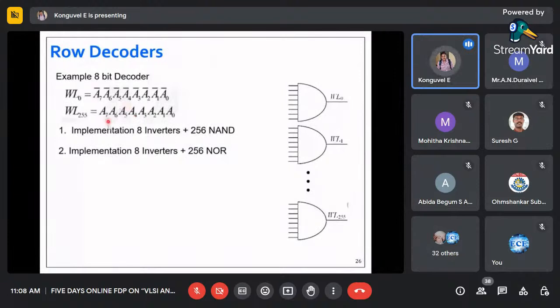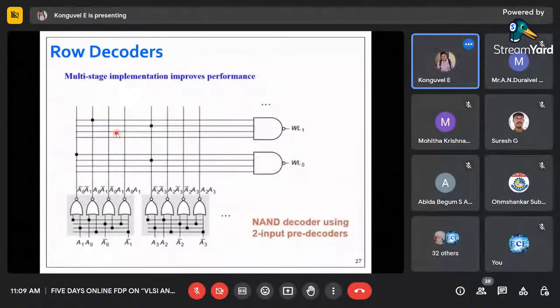Say A7 to A0 we have. Similarly, A7 bar to A0 bar, we need inverters. So based on that, we will be having the decoders. And here I will just give the important things about the row decoder.